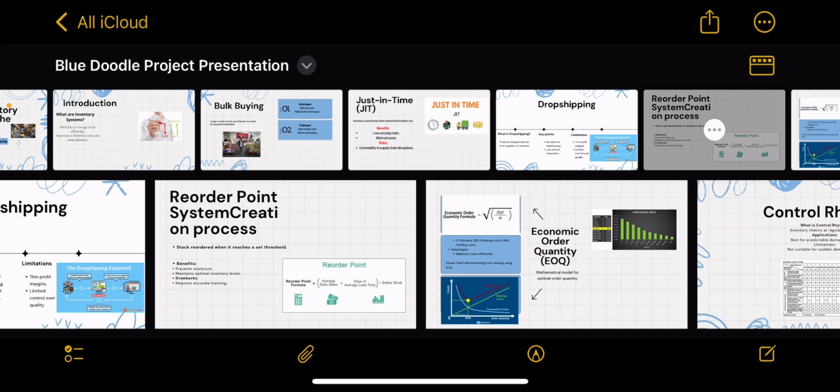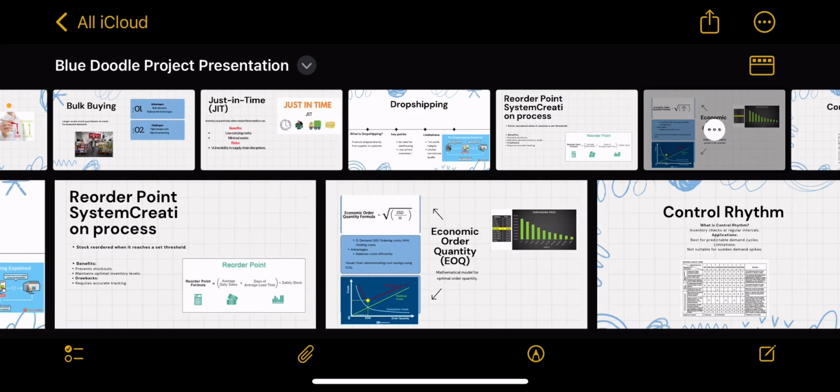Okay. The next one is economic ordering quantity. It's a mathematical model for optimal ordering quantity, and we can appreciate the formula. The advantages could be balancing cost efficiently.